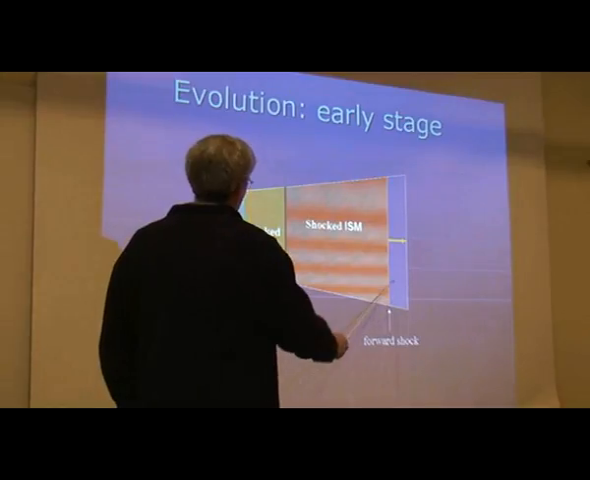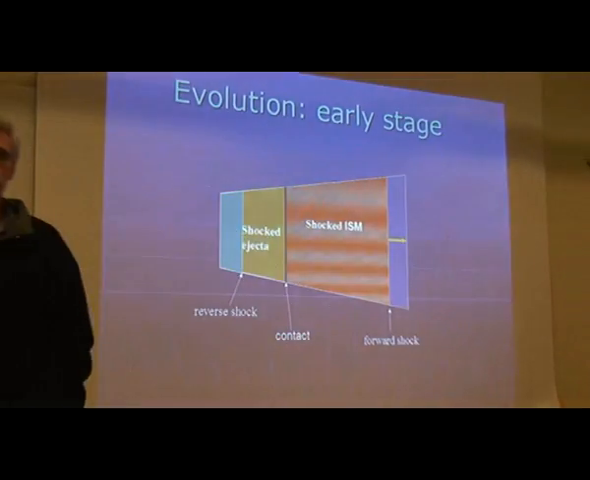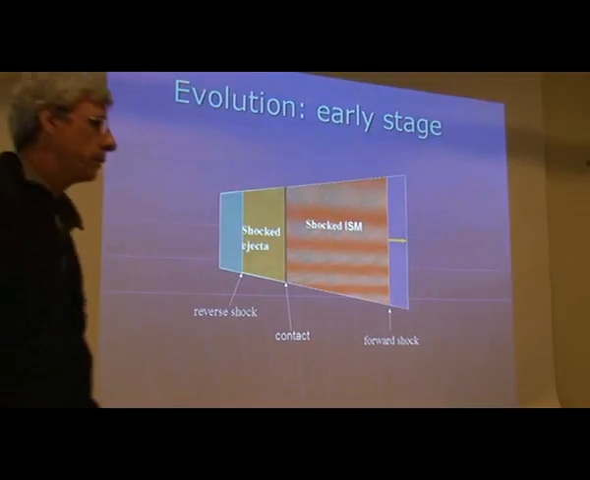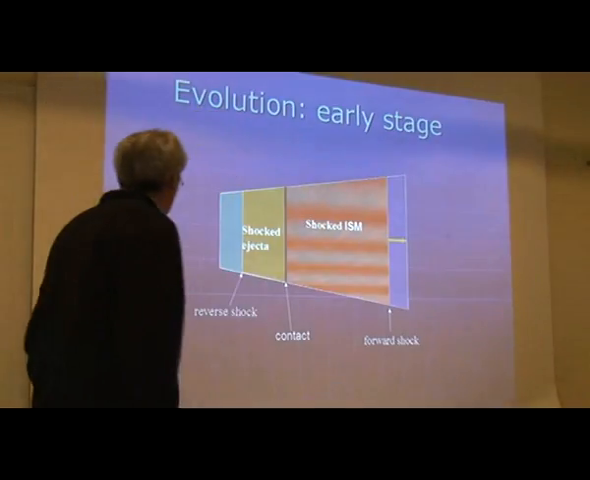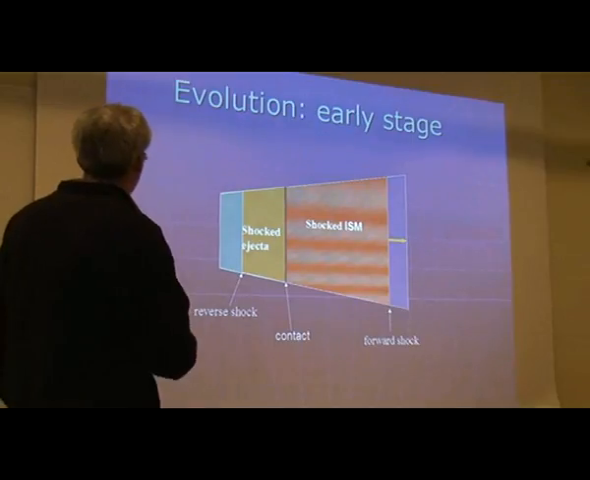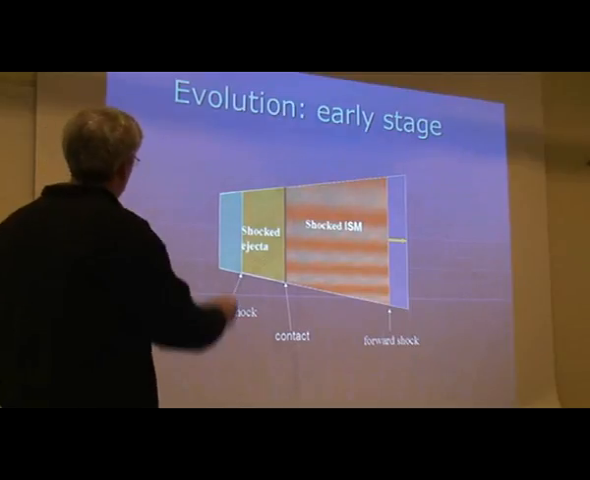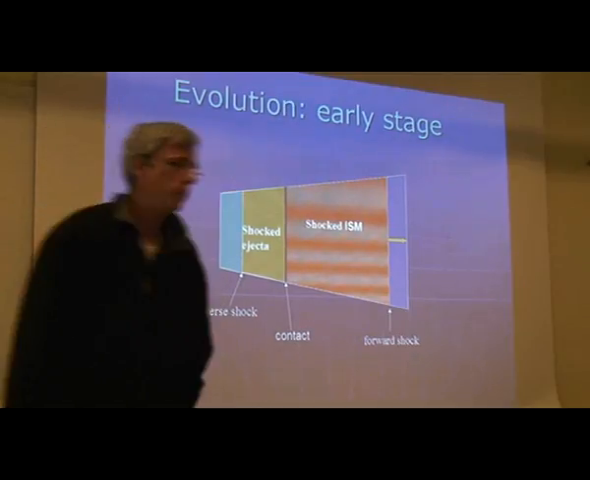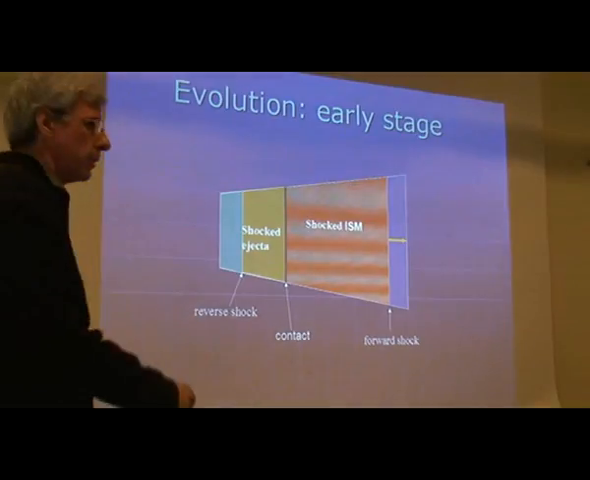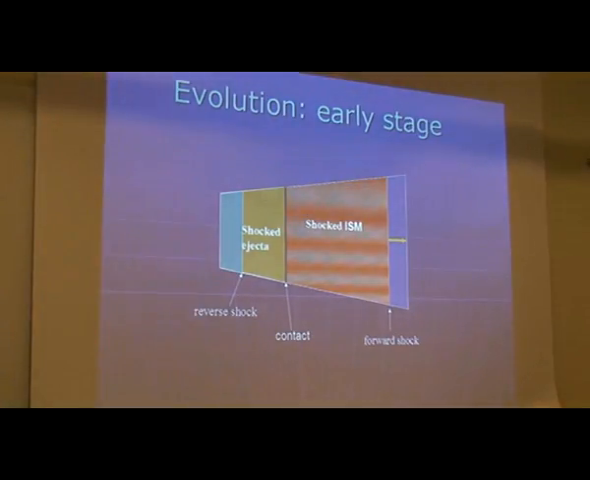There is a forward shock running into the ambient medium. This forward shock is typically highly relativistic, or essentially ultra-relativistic. This is the parameter region considered here. And then there is also a reverse shock running into the ejecta. So this represents the unshocked ejecta, and this is a reverse shock here. And there is a contact discontinuity separating the two. And this contact is going to play an important role in this talk. So this is more or less the structure expected at early stages.